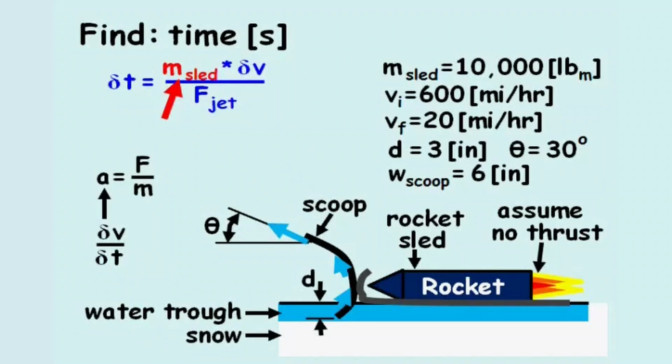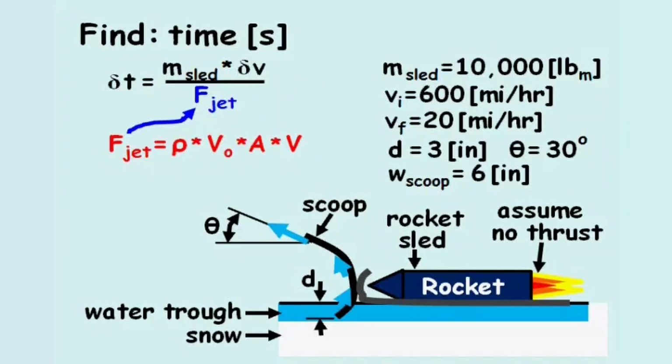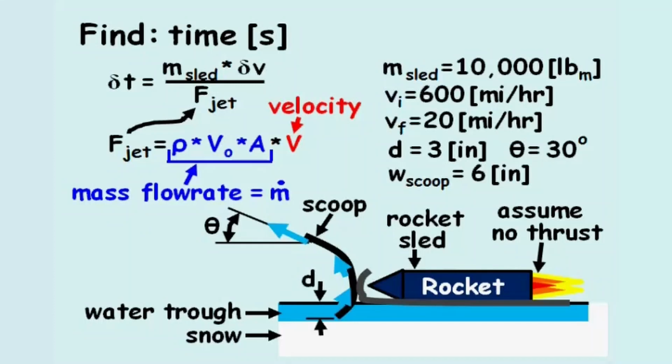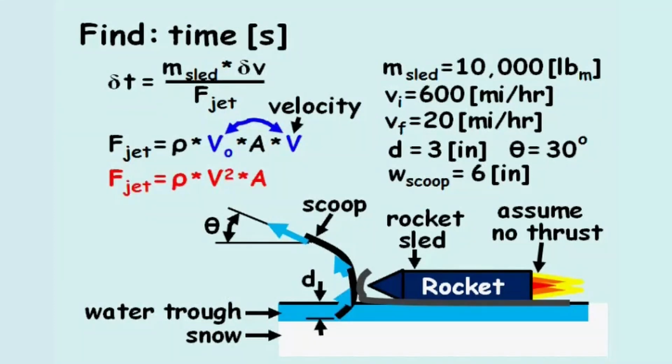At this point, we'll write out force F jet, which equals rho v naught a times v. In this equation, rho v naught a refers to the mass flow rate of the fluid, m dot, and v refers to the velocity of the fluid as seen by the rocket sled. Since the water is not moving in the trough, these two velocities are the same and equal the velocity of the sled. Therefore, we'll write out the equation for F jet as rho v squared a.